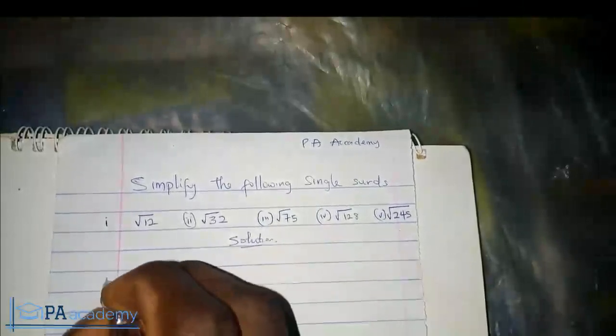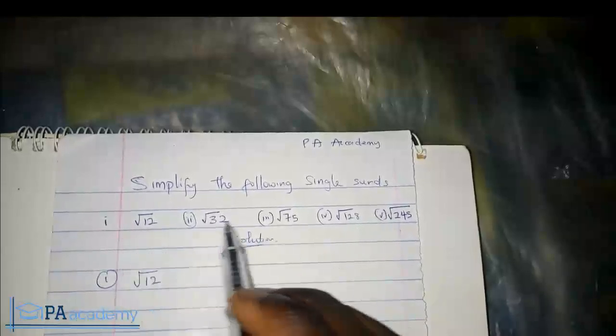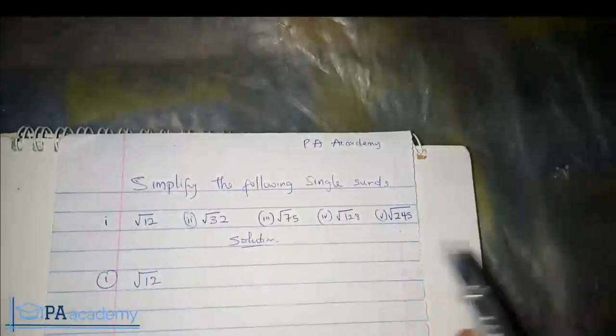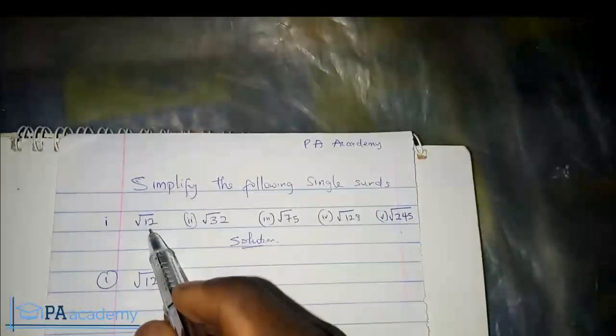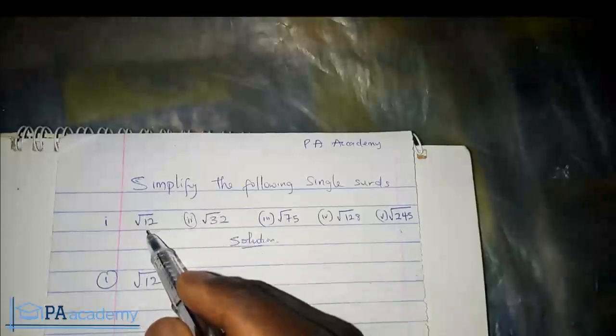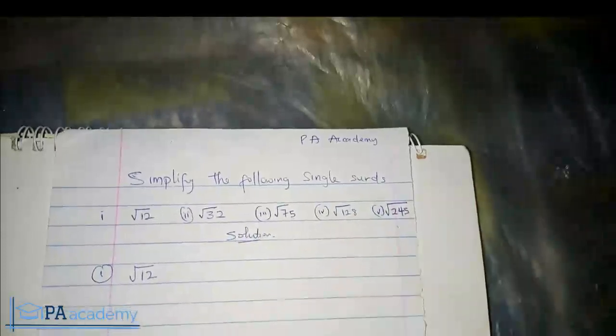Number 1. We have the square root of 12. If you look at all these 5 examples that we are going to be solving in this part 3, you see that for root 12, for example, we can't have a whole number for root 12 or root 32, 75, and so on. So how can we simplify this? That is what we want to do right now.